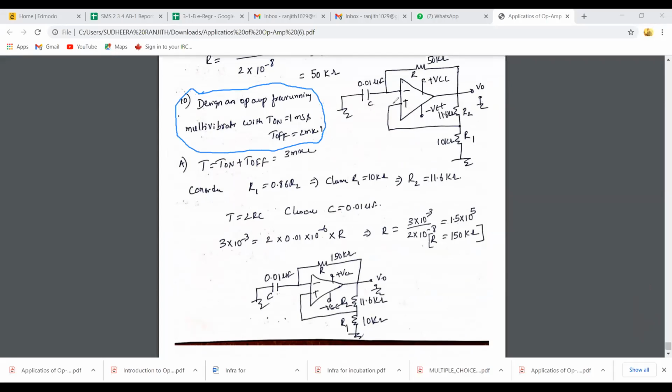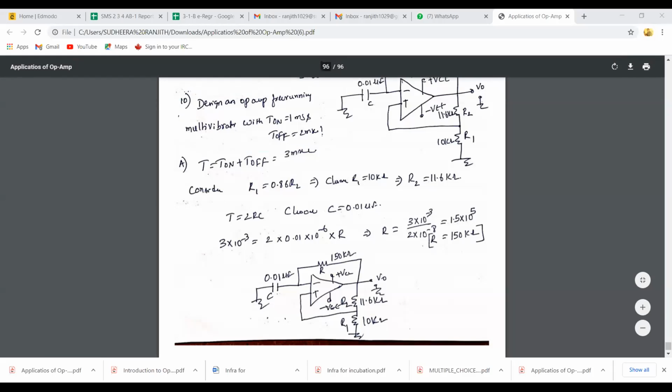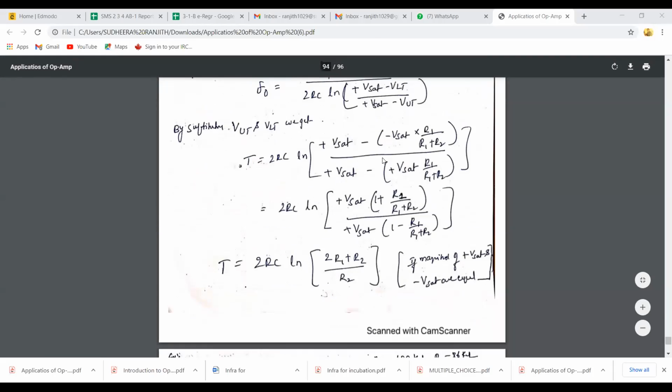Hello. Design an op-amp free running multivibrator. T on 1 millisecond. T off 2 milliseconds.